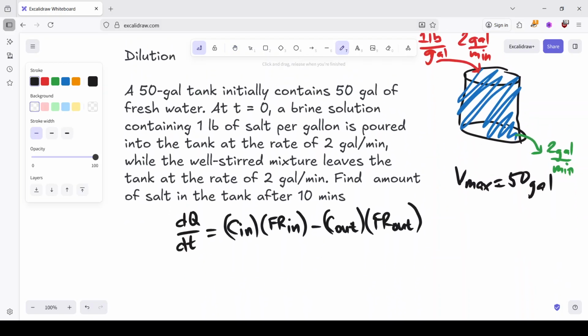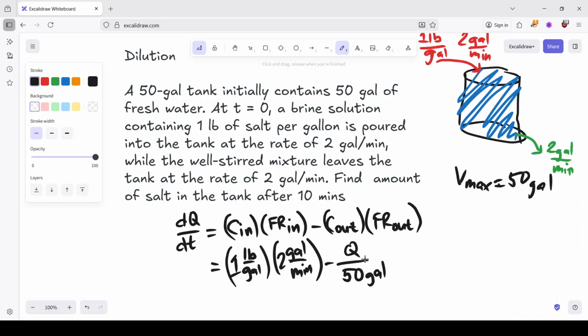So looking at our given, concentration in is 1 pound per gallon, times flow rate in, which is 2 gallons per minute, minus concentration out, which is Q over the volume, in this case 50 gallons, times flow rate out, which is 2 gallons per minute.